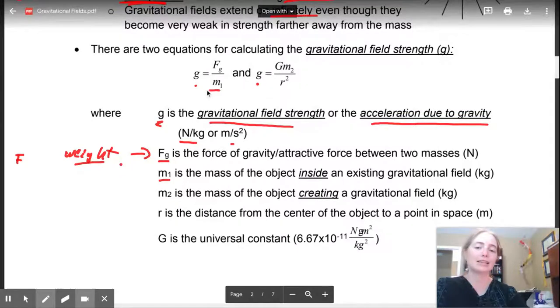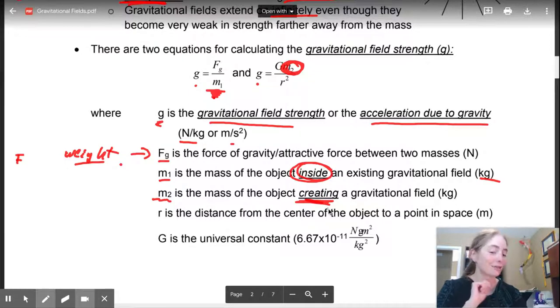M1, so that's this mass here, is the mass of an object inside the existing gravitational field. So in that case, it'd be us sauntering along the surface of the Earth. We are inside that Earth's gravitational field. Okay, units, kilograms. M2, which is this guy here, is the mass of the object creating the gravitational field. So this equation is really only useful in a limited number of scenarios where you either A, know G, or know an object's weight. Okay, the mass is generally going to be a given.